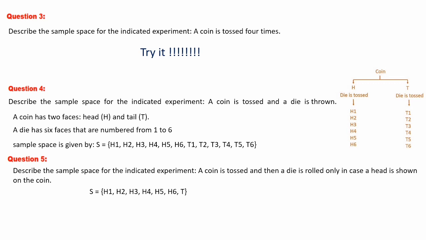So for the sample space, first you will get a head. Getting a head means you will go for rolling the die. That means you will have 6 more chances: that is head 1, head 2, H3, H4, H5 and H6. Suppose you get a tail, then you are not going to roll the die, you will stop. So these are the possible outcomes.